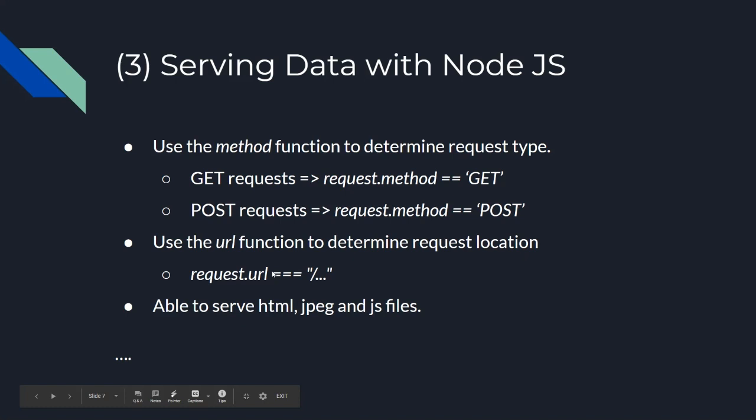Next is if we want to serve data with NodeJS. We use the method property to determine the request type. The request would be that parameter in the anonymous function of the server variable, and we can use .method on it and check if it equals GET or POST, or even PUT. And to check the location the request is coming from, use .url. This allows us to differentiate what kind of requests we're going to be receiving and handle them differently, right?